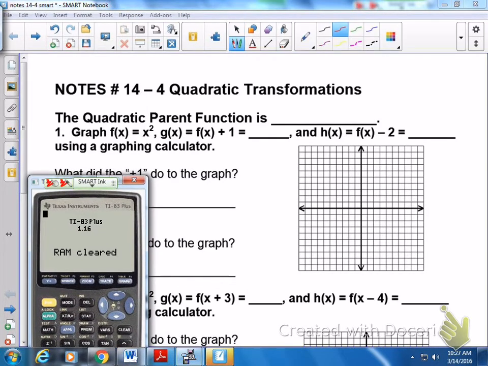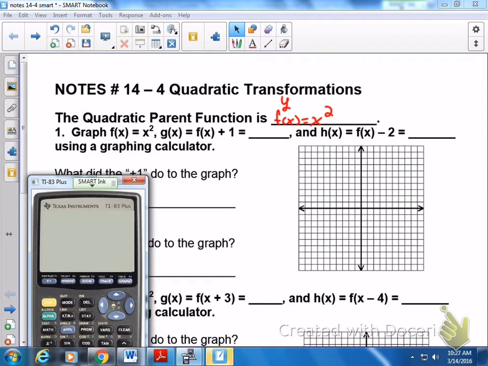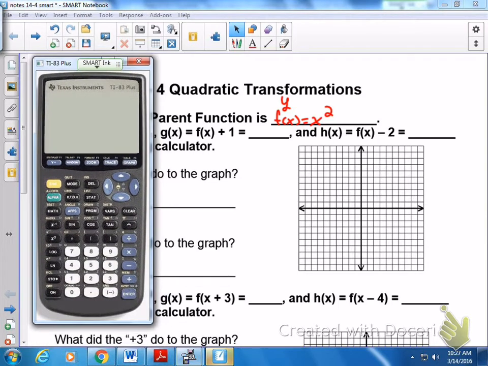Well, the parent function is f of x, and if you don't remember, f of x is the same as saying y is equal to x squared. This is the parent function for every quadratic we've talked about, and it's just a parabola that's based at the origin. So let's go to our calculator. Let's put that in and let's graph it. So I'm going to go to y equals, I'm going to hit x squared, and I'm going to graph it.